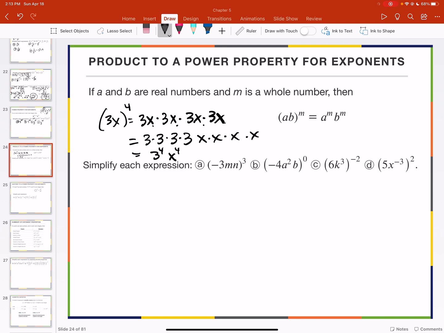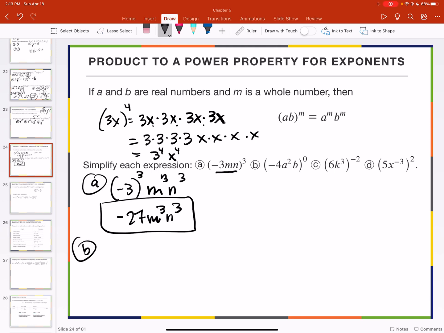So it's kind of like you're distributing the exponent, okay? And it goes to every single number or variable. So let's do some examples. If you have negative 3mn to the power 3, that's just negative 3 cubed times m cubed times n cubed. In other words, negative 27m cubed n cubed.